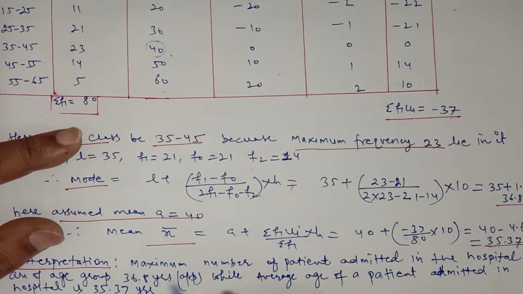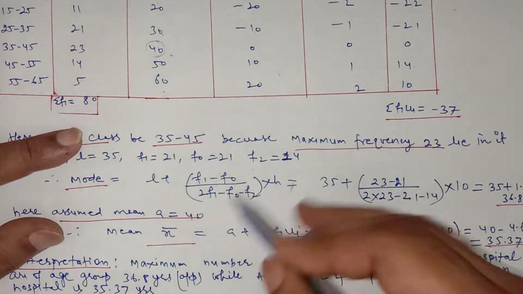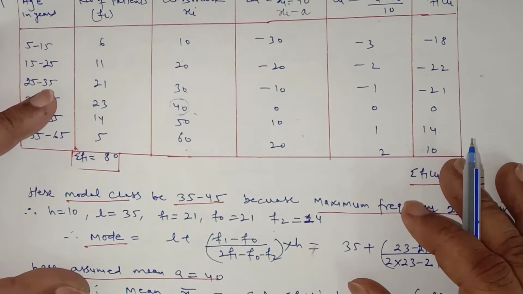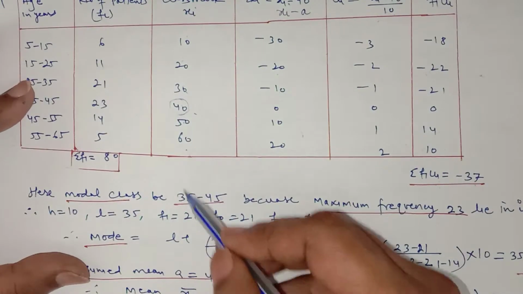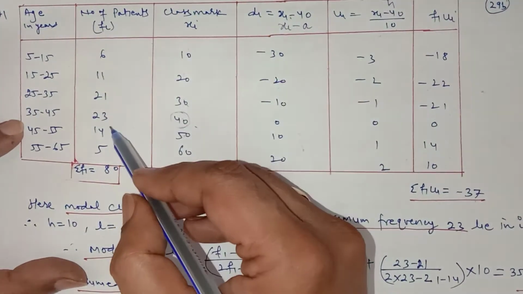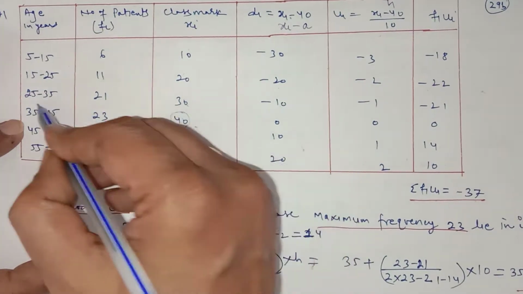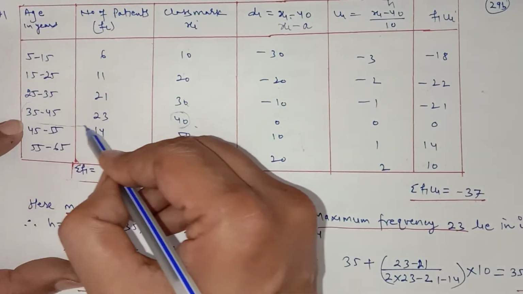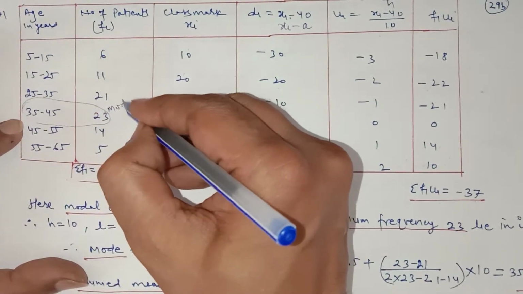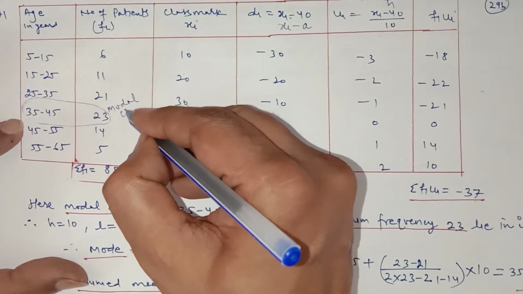Now this will calculate the maximum, that is, the maximum number of patients admitted in the hospital of which age group, that is, you have to find the modal class. First of all, you have to find the mode of this data. You have to find first of all the modal class. Now the maximum frequency here is 23. So this is the modal class, maximum frequency it has.